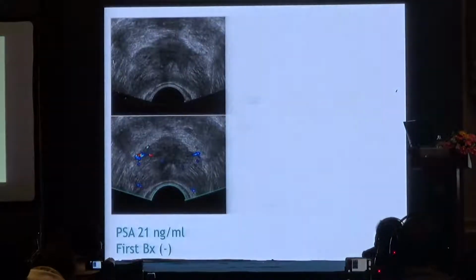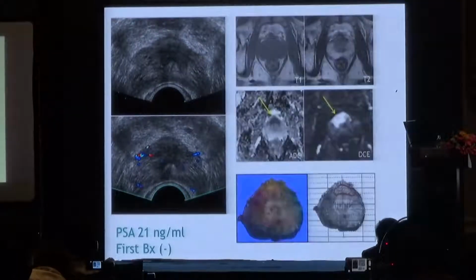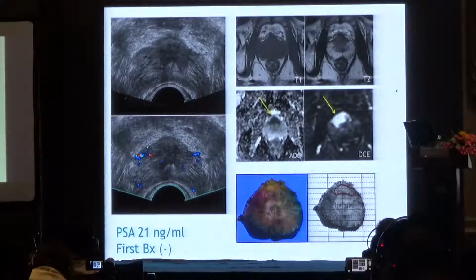Another case of anterior prostate cancer: this patient had a very high PSA of 21, and the first biopsy was negative. The transrectal ultrasound shows a little bit of hypoechogenicity here, but it's not easy, and not hypovascular. MRI clearly shows that this very anterior portion is definitely abnormal, and then we can make a biopsy targeting this area, and we can make a diagnosis of prostate cancer in this anterior apical portion.